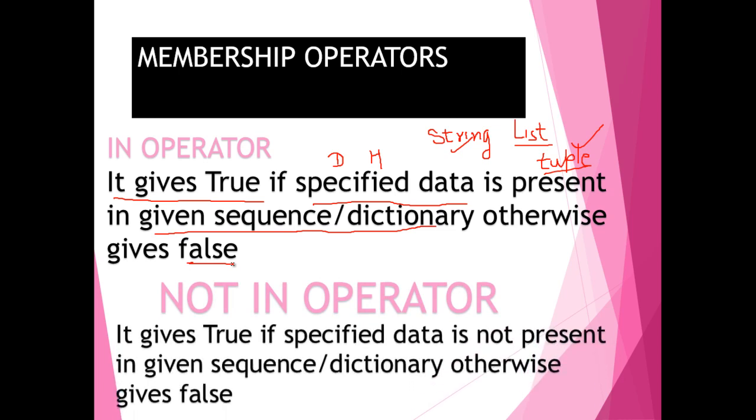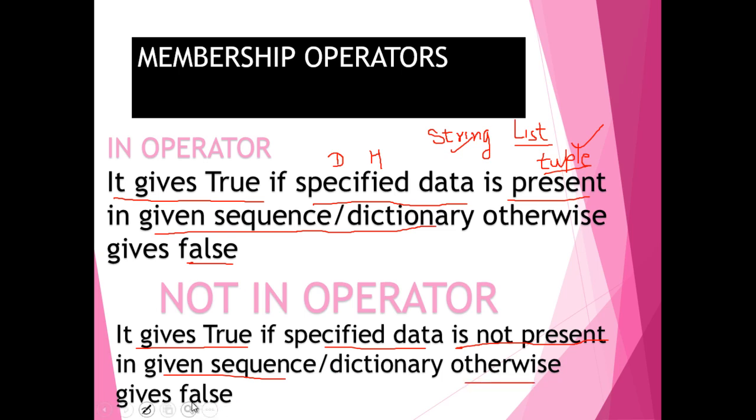And there is one more, that is not in. What is the function of not in? Obviously it is the reverse of the in operator. It gives true if the specified data is not present. In the above case, only if the specified data is present in the given sequence is the answer true. But in this case, only if the specified data is not present in the given sequence do you get true, and otherwise you will get false.